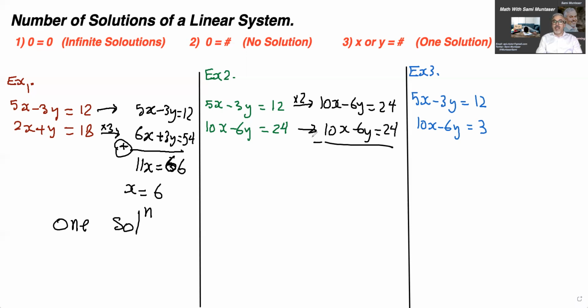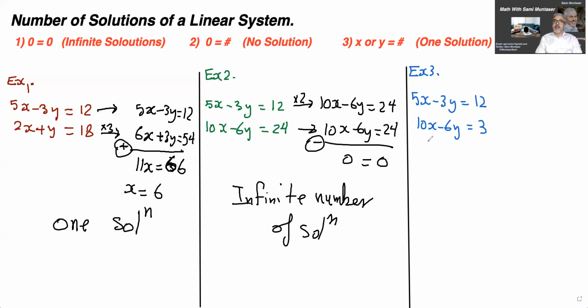I'm going to subtract the two equations. You notice I'm going to get 0 here, 0 there, because when you subtract them, you get 0, and 24 minus 24, you get 0. I said if you have 0 equals 0, when you eliminate, then you have infinite solutions. So it's an infinite number of solutions.